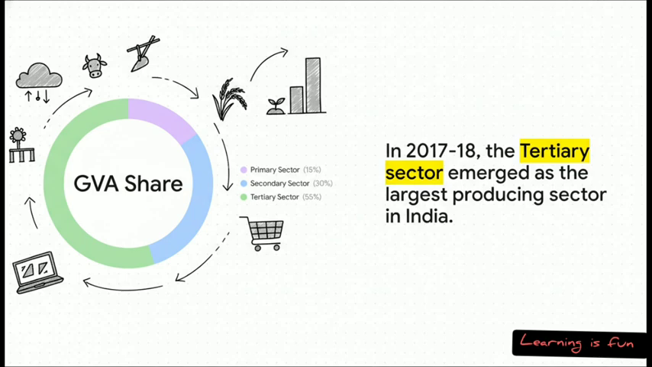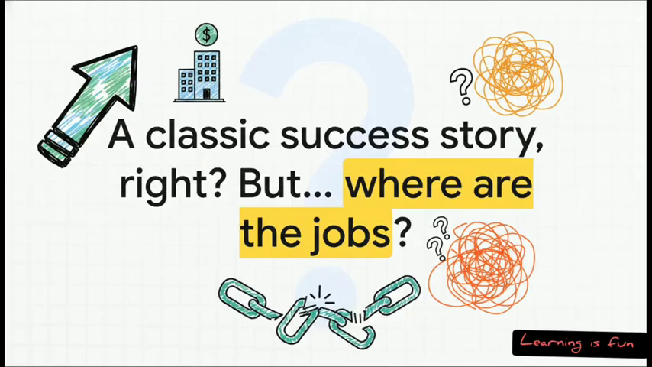Meanwhile, agriculture's share has shrunk way down to about 15%. This kind of major shift is a textbook sign of a modernizing economy. So this all sounds like a classic success story, doesn't it? But there's a pretty big catch. I mean, if the service sector is generating most of the country's wealth, you'd probably expect it to be creating most of the jobs too, right?